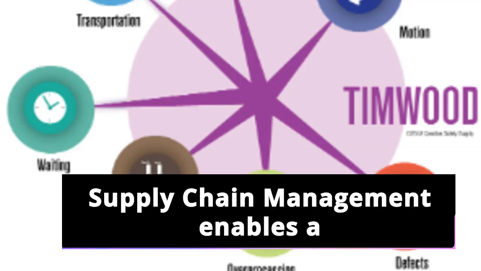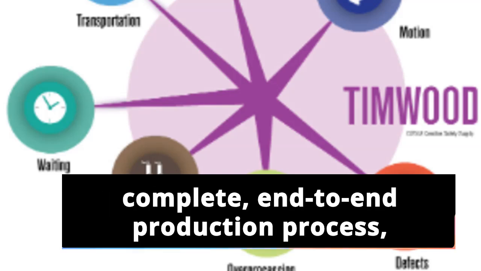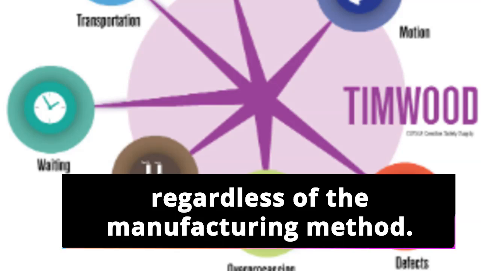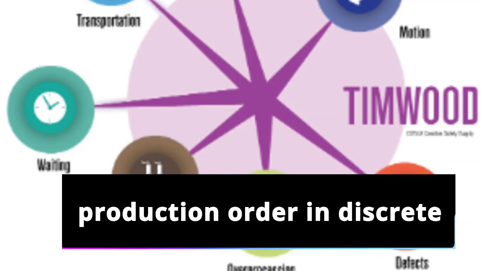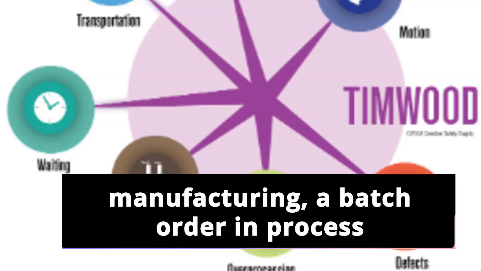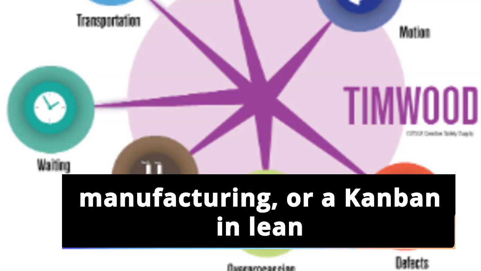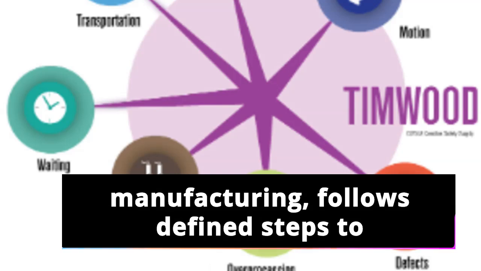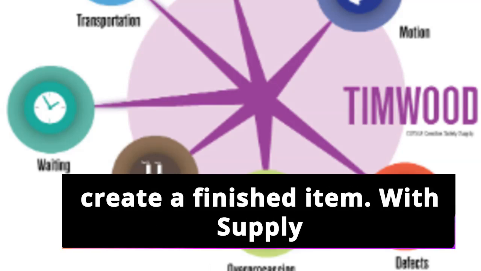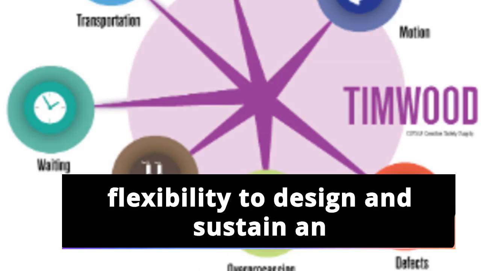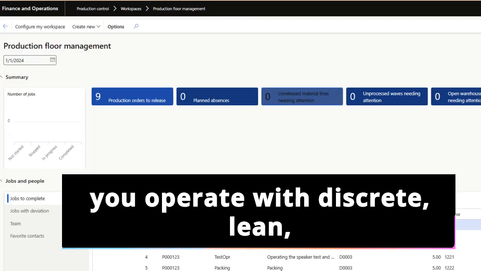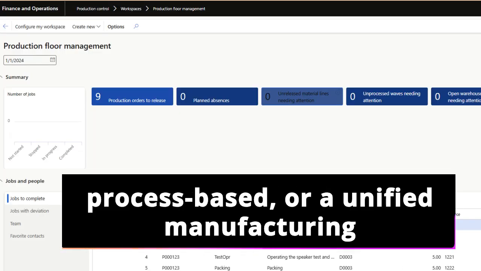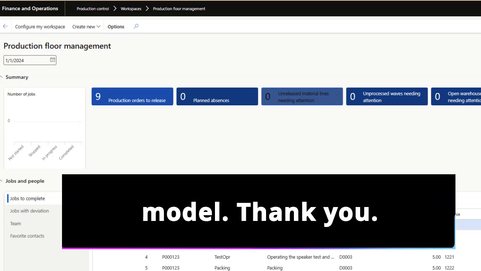D365 Supply Chain Management enables a complete, end-to-end production process, regardless of the manufacturing method. The production lifecycle, starting with a production order in discrete manufacturing, a batch order in process manufacturing, or a Kanban in lean manufacturing, follows defined steps to create a finished item. With supply chain management, you have the flexibility to design and sustain an optimal manufacturing approach, whether you operate with discrete, lean, process-based, or a unified manufacturing model.